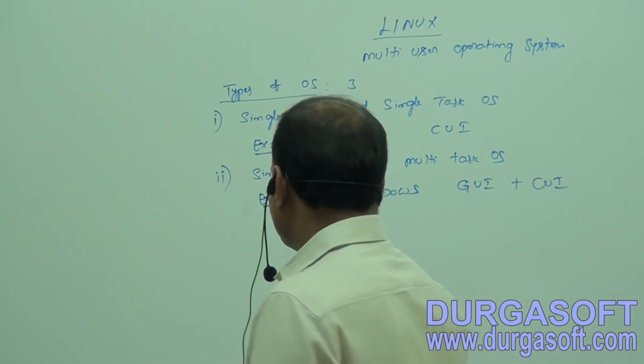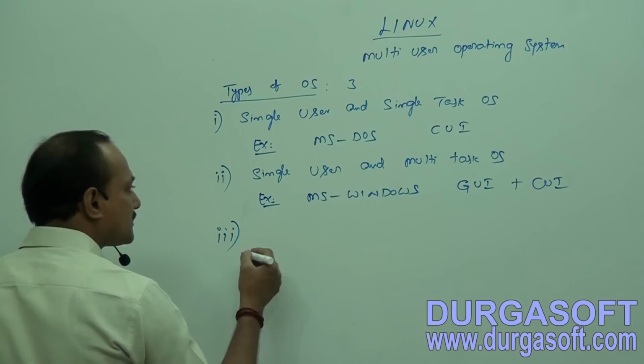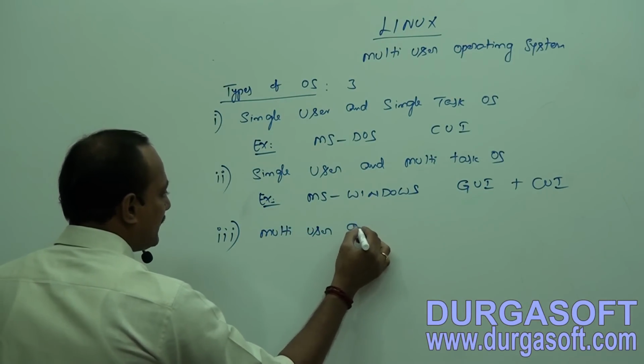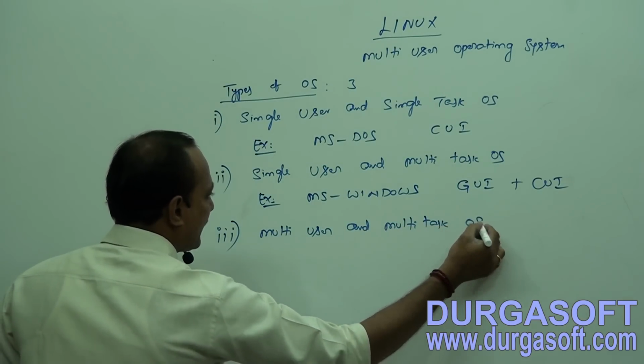Next, the following kind of operating system is the multi-user and multitask operating system.